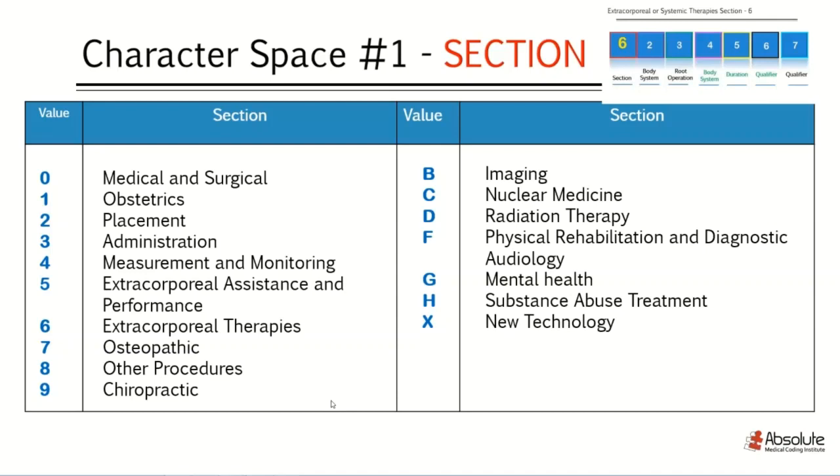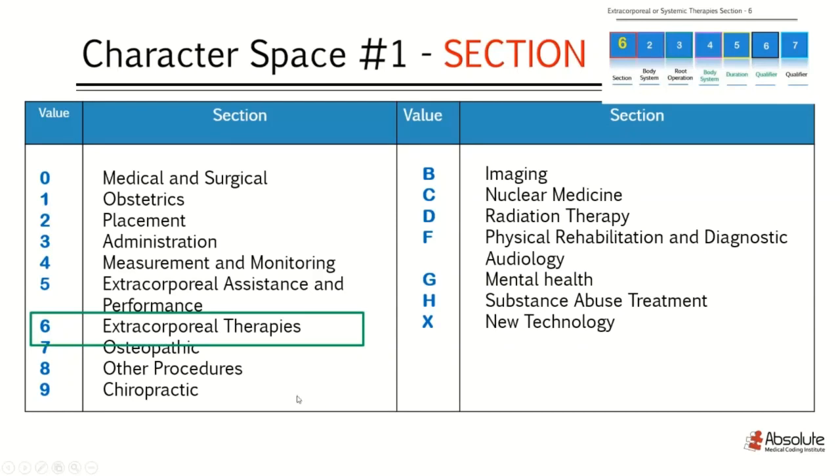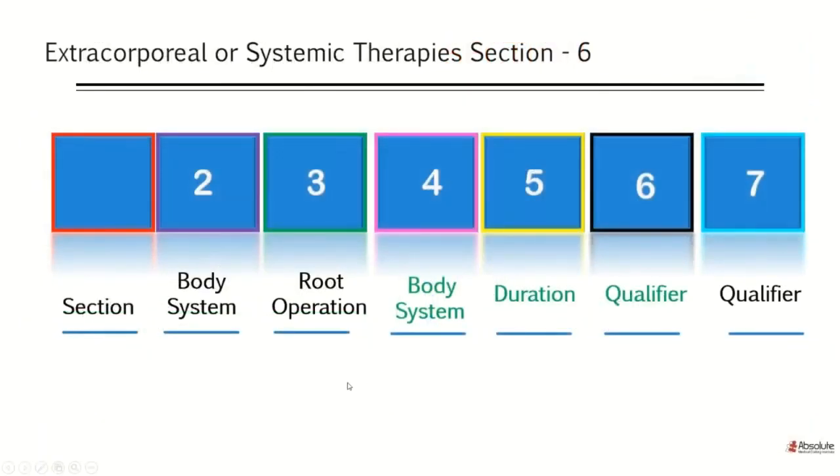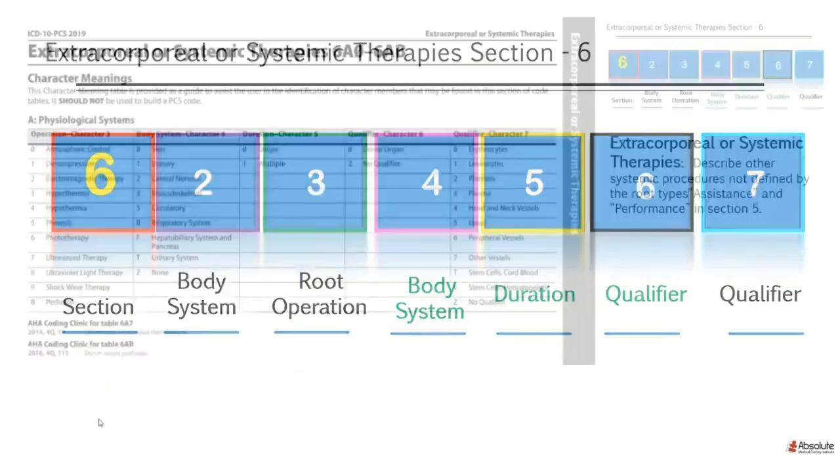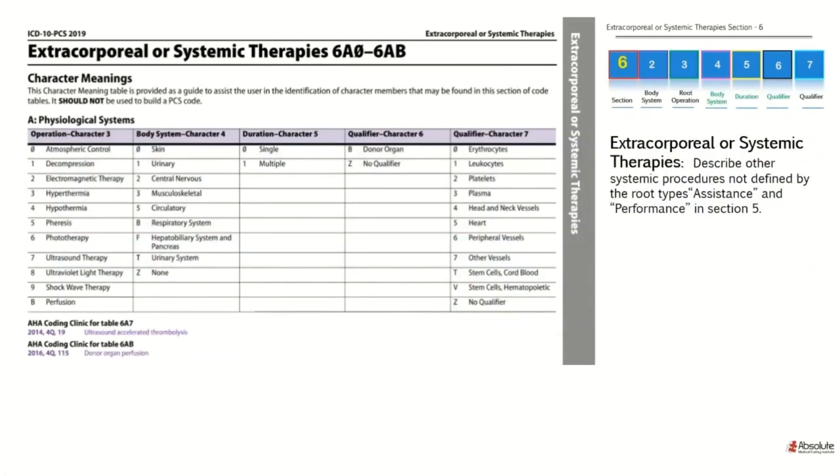Character space number 1, section 6. When you see that 6, you are coding extracorporeal therapies. The PCS code for extracorporeal or systemic therapy, section 6, are your section, of course that's a 6, your body system, root operation, body system, duration, qualifier, and qualifiers. So for your 6th and 7th characters, you have 2 qualifiers. Now let's learn what extracorporeal therapies or systemic therapies are.